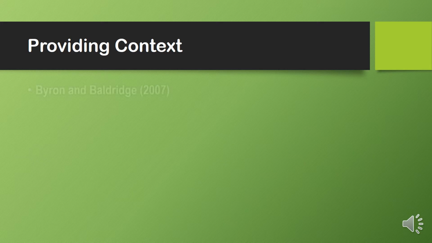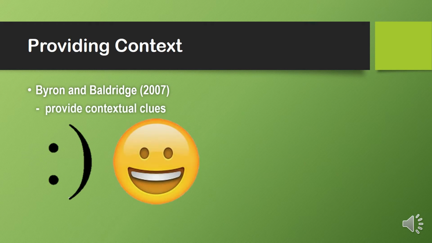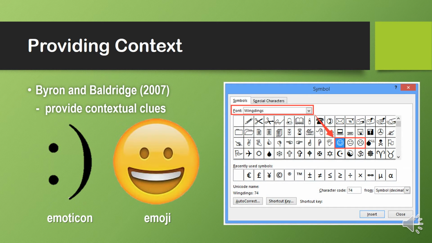In the research of Byron and Baldridge in 2007, they point out that emoticons or emojis are often used to provide contextual clues for the receivers of text or emails. For example, when the topic is sensitive, the sender of the message may add an emoticon to reduce the possibility of misunderstanding.